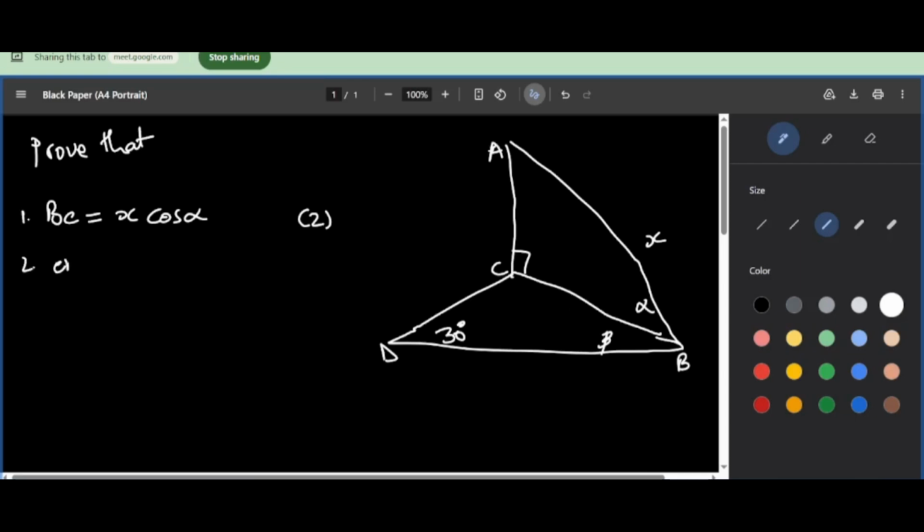And then for CD, prove that CD is equal to 2x sine of beta times cos alpha. Most of the time, this one is 6 marks. Okay, go and prove this question.